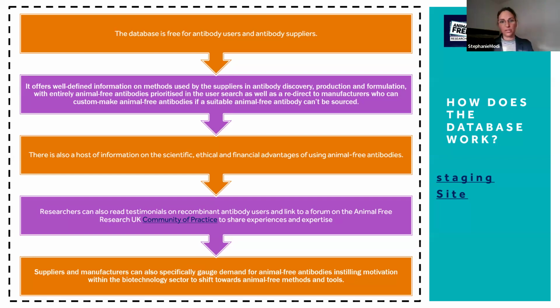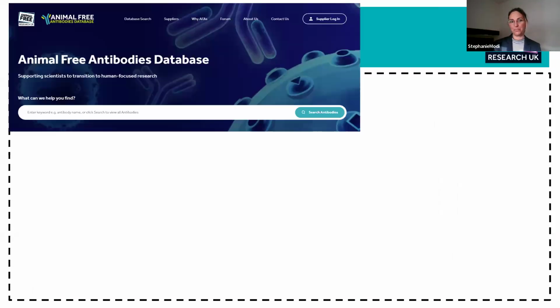We currently are on a staging site, and we have 22,000 antibodies from just 4 suppliers. So the next stage will be onboarding more suppliers, and we will announce the launch more widely to users soon. So here's a few screenshots, a sneak preview of what it will look like.